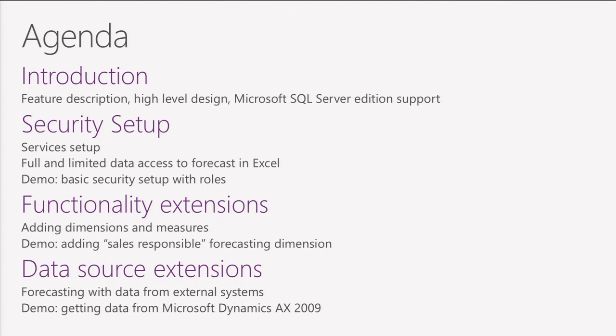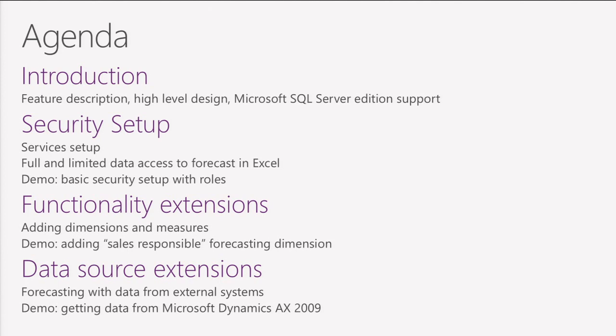The next part will be about the functionality extensions. So we'll talk about how to modify the existing functionality that we have, more precisely about how to add a new forecasting dimension, and also how to add a new measure that you can see also in the Excel. And the demo will be about how to add a new sales responsible dimension that we don't have in the basic demand forecasting solution into our system.